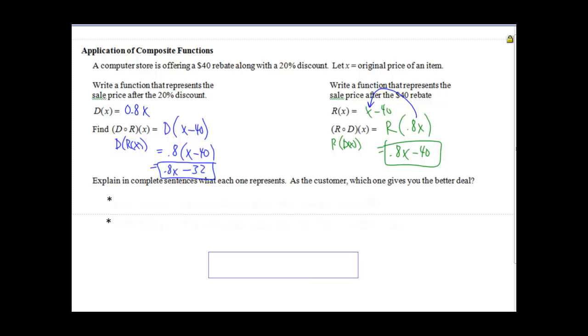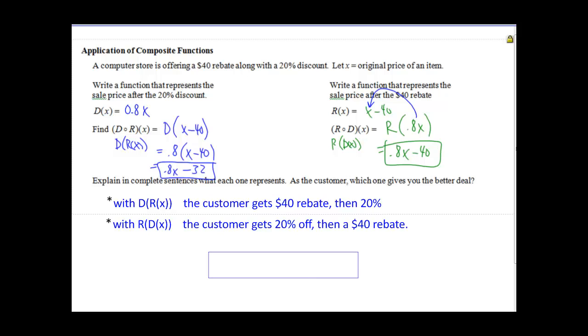Okay, so explain which one. Well, the first one, d of r of x, the customer gets the $40 rebate, then gets 20% off. With the second one, the customer gets the 20% off, then gets the $40 rebate. Which one is better? Hopefully you guessed it. Yes, r of d of x is the better deal. So taking the 20% off first, then getting the $40 rebate, that is the better deal.